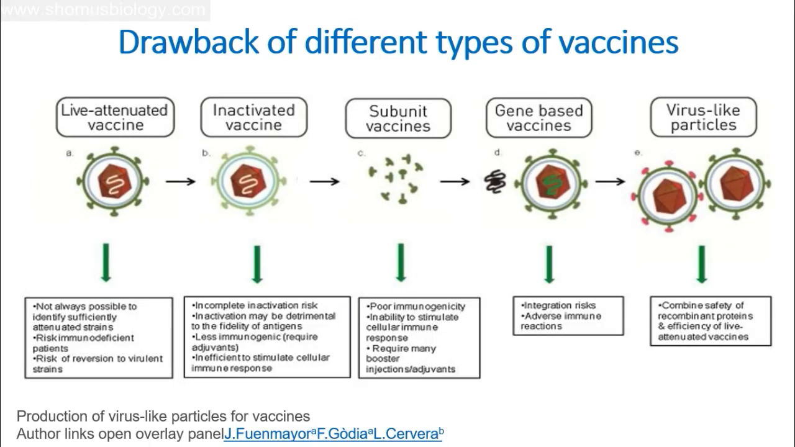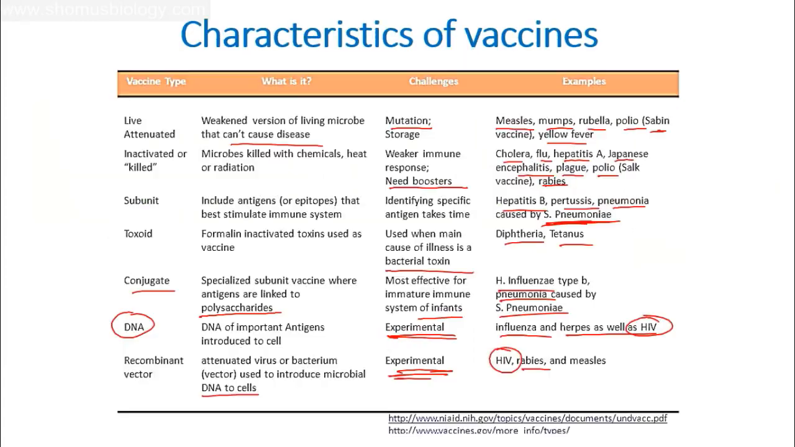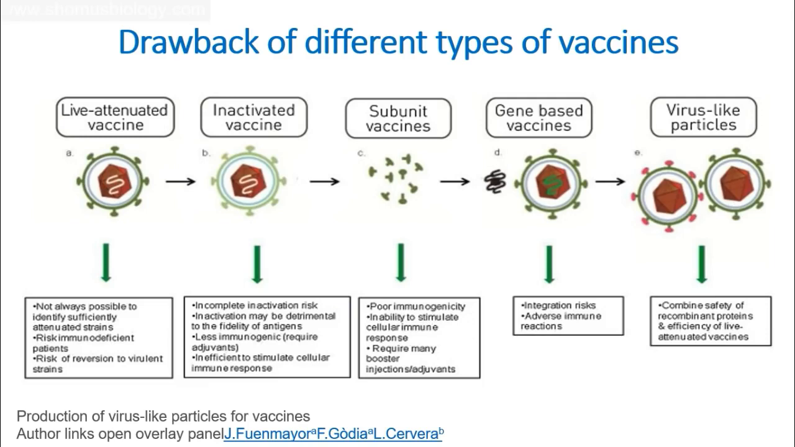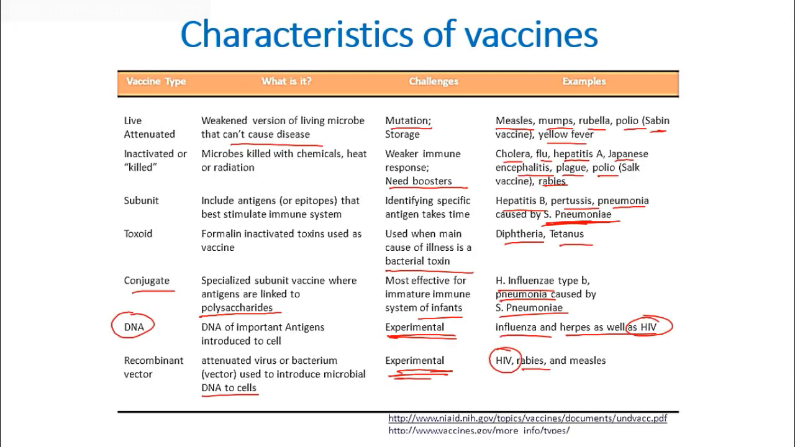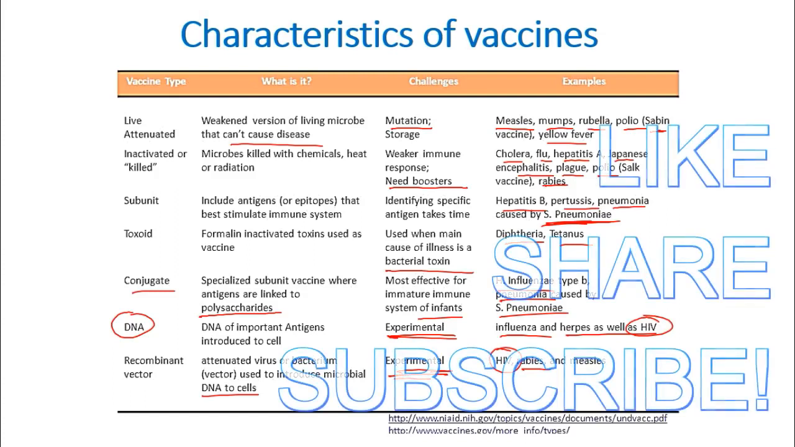Drawbacks of different types of vaccines. That's kind of the end, because we already talked about the drawbacks of the vaccines. Don't need to discuss that either. We already talked about it. So that's regarding the different types of vaccines, how they are used, why they are used, and all the examples that are very famous for each of the vaccine types.